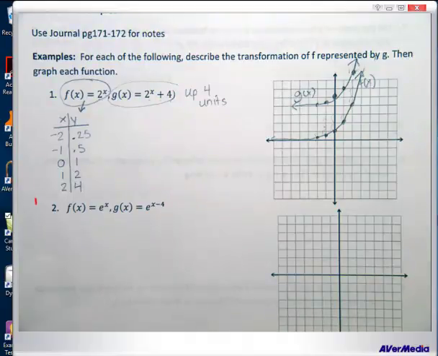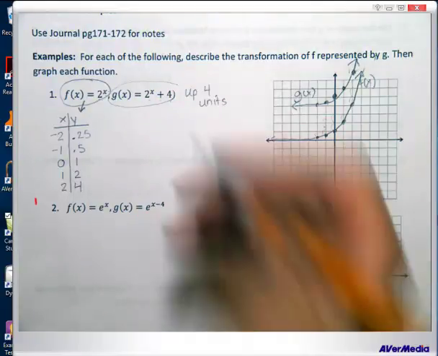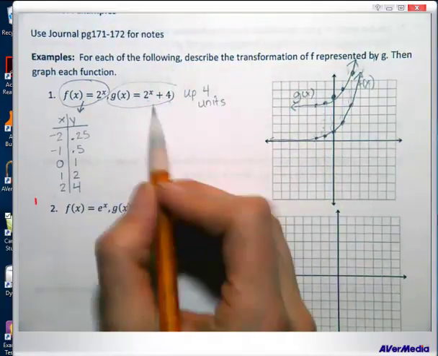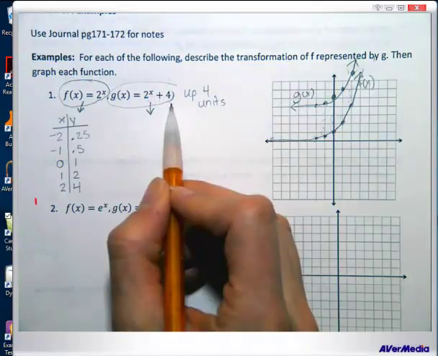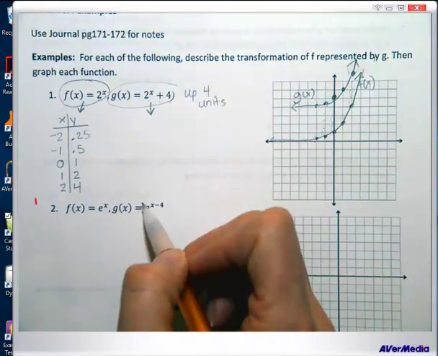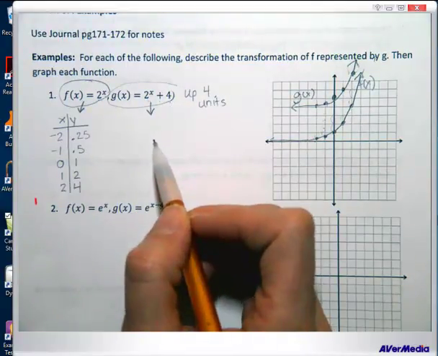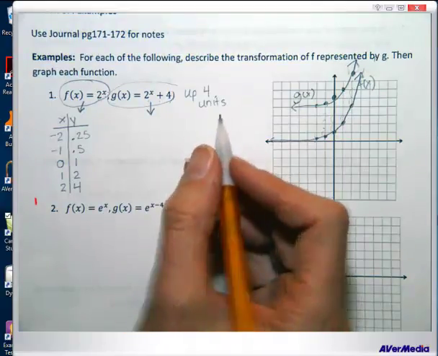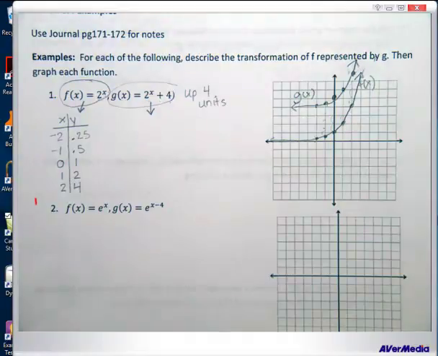Now, not every single function is that easy, and so if you were doing like a stretch or a shrink, it might be better to actually plug this second function into your calculator and get a new table. But in this one, since it was just strictly shifting up 4, we can just add 4 to every y value, and we don't have to plug it in our calculator and get a new set of table values. Does that make sense? Cody?